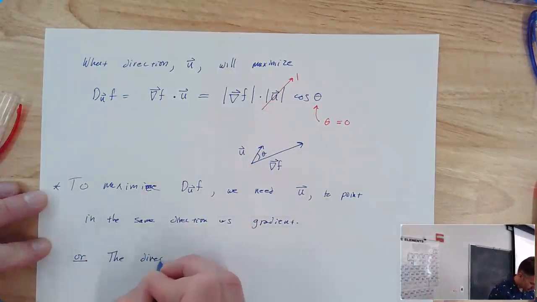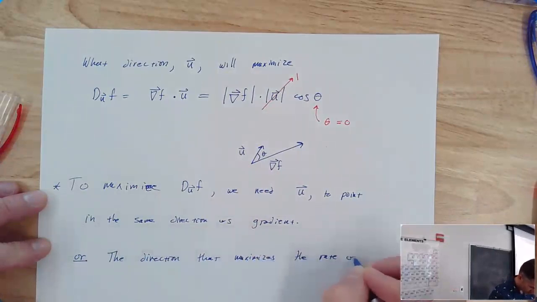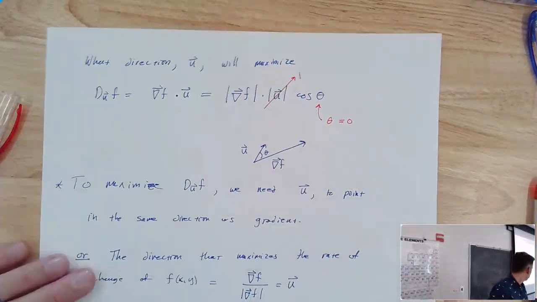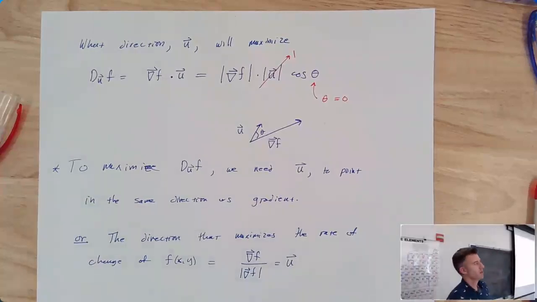the direction that maximizes the rate of change of f of x, y is the gradient of f divided by the magnitude of the gradient of f, because we want it to be a unit vector. Let's look at some examples. But here are some things I would say are maybe a little bit shaky. If someone said what direction is going to give you the maximum derivative or the maximum slope, I would say the direction of the gradient.